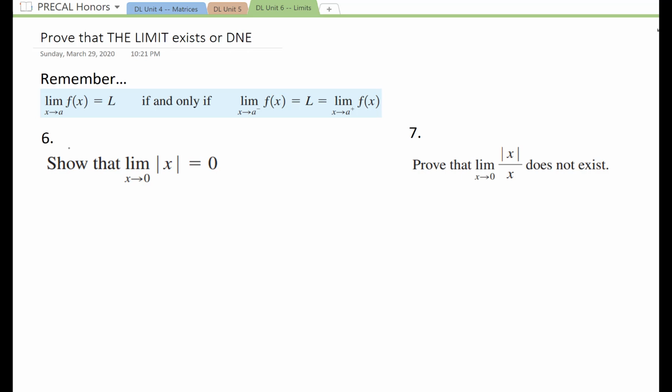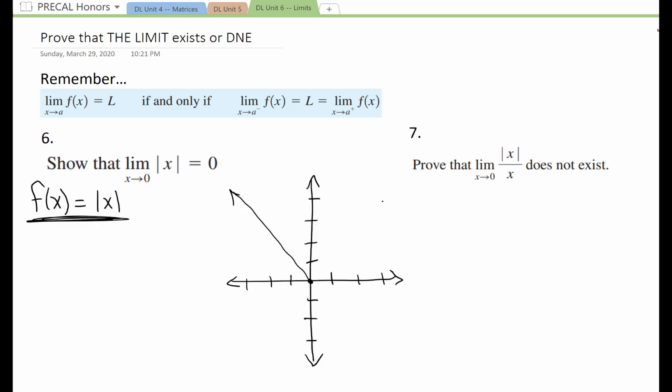The limit of f of x as x approaches a is L if and only if the left-hand limit is L and the right-hand limit is L. Show that the limit as x approaches 0 of absolute value x is 0. The left side of the absolute value function has a negative slope of 1.